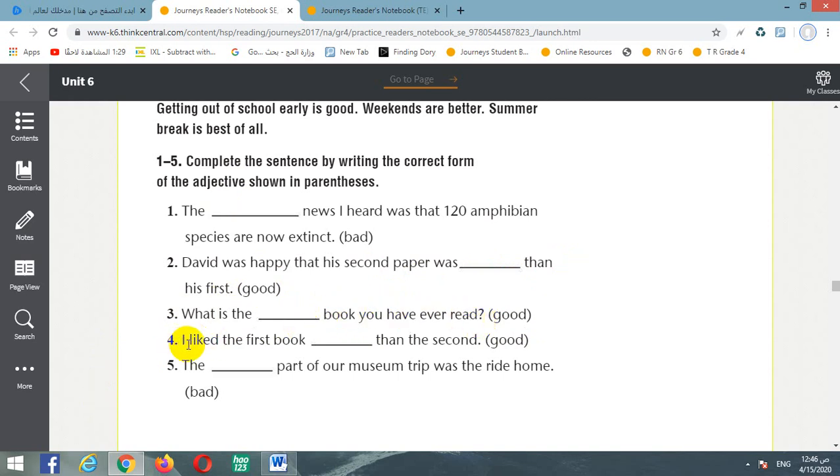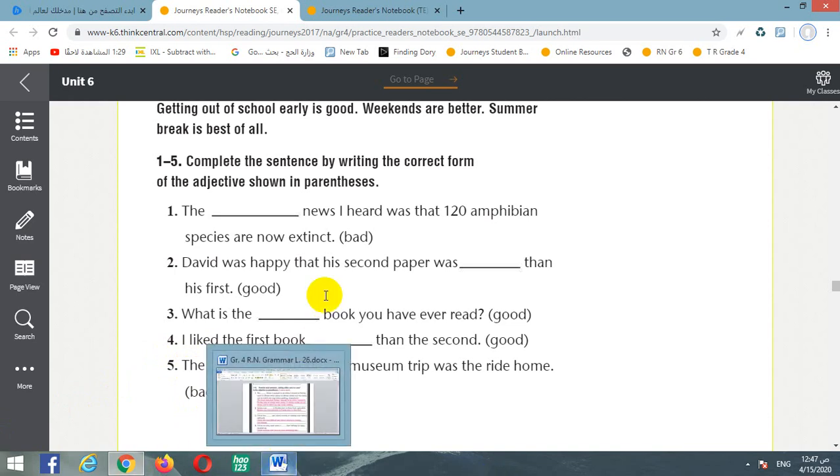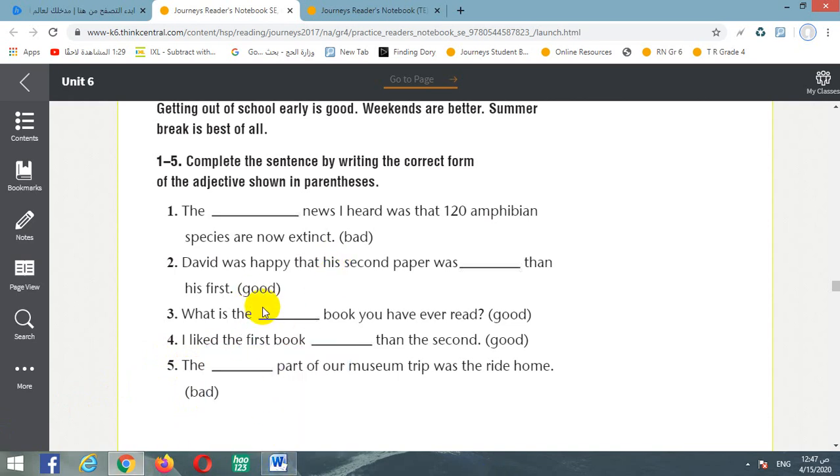Number four, I like the first book ___ than the second. Here we have than, so it's a comparative. So good will be better than. Number five and the last one, the ___ part of our museum trip was the ride home. Bad. Here we have the, so it will be the worst. The worst. Okay. Here we have finished answering and explaining the grammar lesson for today.